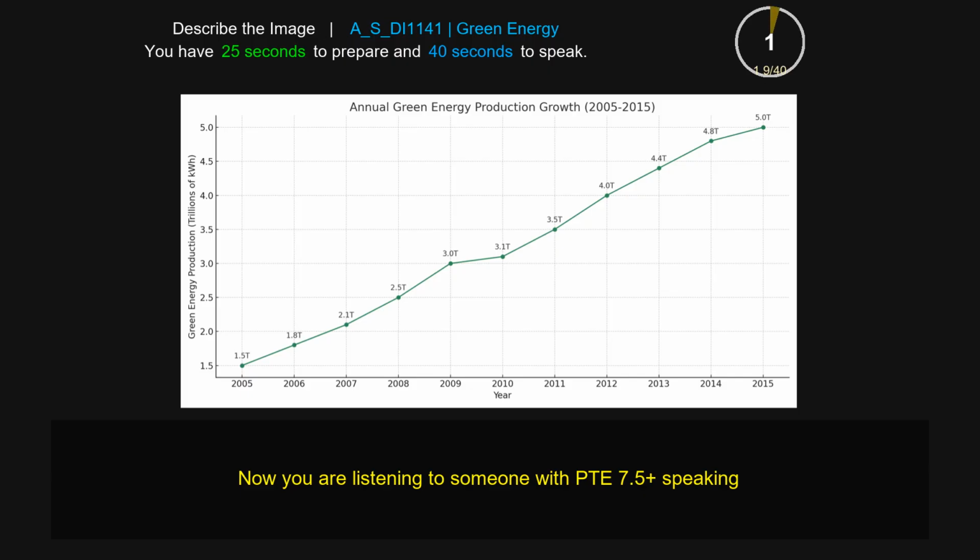The following image shows the importance of annual green energy production growth from the year 2005 to 2015. It clearly shows that the highest number of annual green energy production growth goes up to 5 million tons in the year 2015, and the lowest is 1.5 tons in the year 2005. In conclusion, there is an increasing trend of annual green energy production growth from 2005 to 2015, ranging from 1.5 tons to 5 tons.